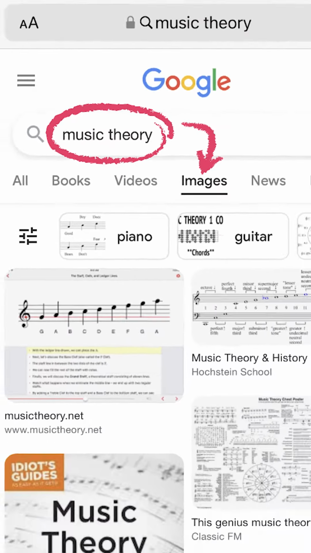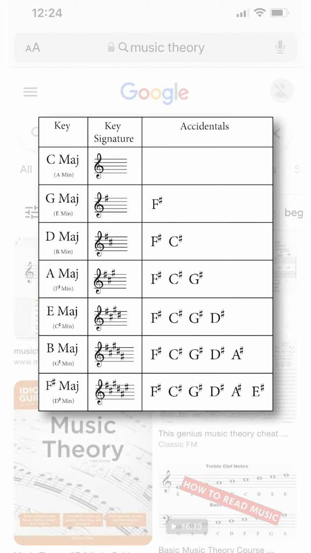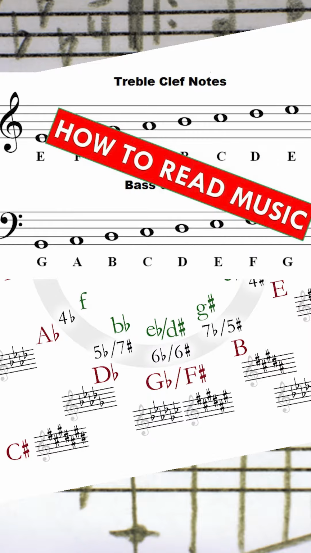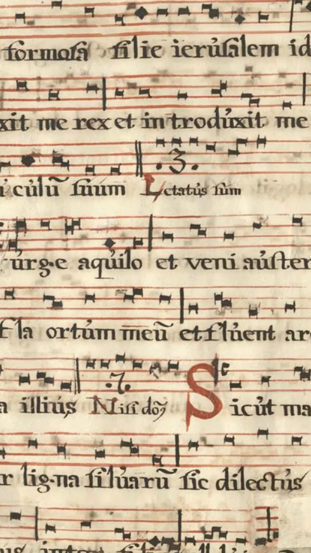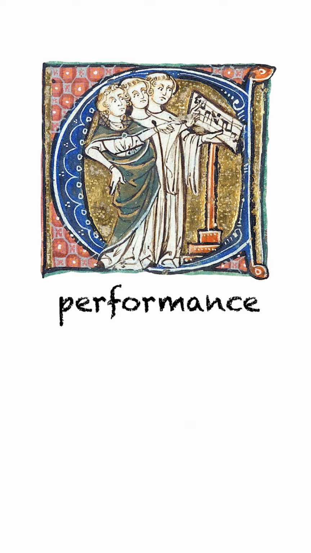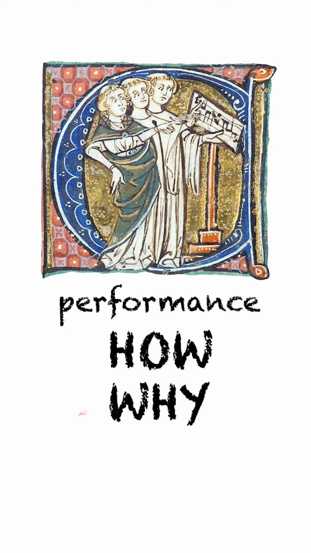If you Google the term music theory and do an image search, most of what you'll see are pictures of key signatures and staff lines and basically notation, notation, notation, which is too bad because music notation is not music theory, not really. So let me explain. Back in the day, notation was designed for one thing: to facilitate performance, to help people know how to play music, not to understand why the music works in the first place.